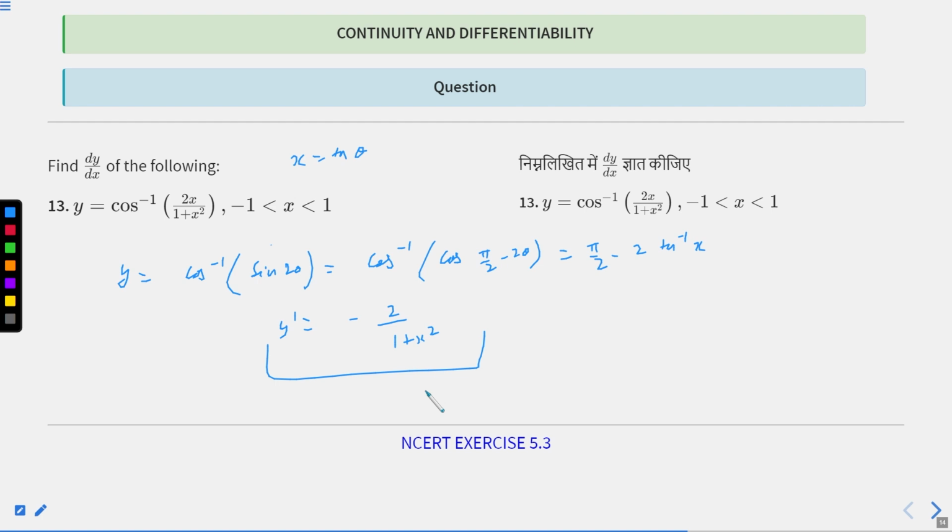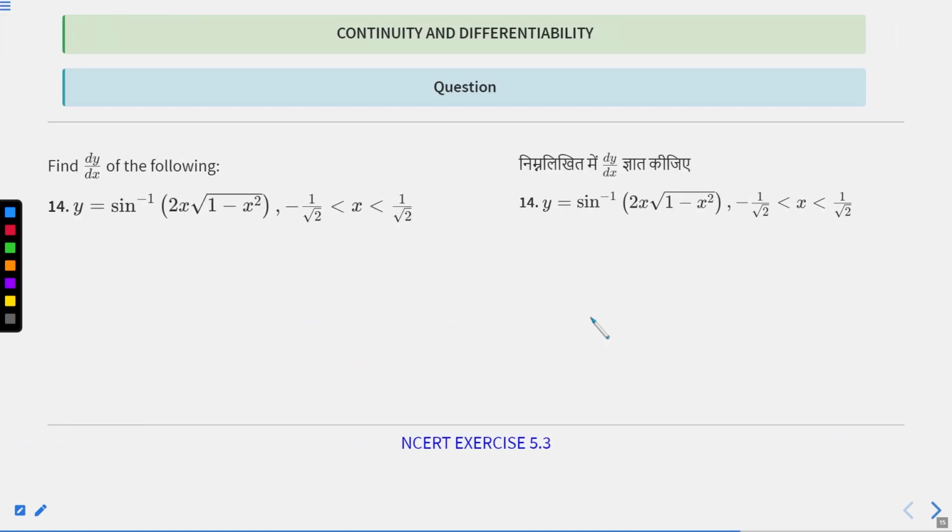Now the 14th problem, let me quickly end this exercise 5.3. Here you will use x equals sine theta. Quickly you will get 2 sine theta, and 1 minus sine square theta will be cos theta, and this will be sine 2 theta, which gives just 2 theta. This will be 2 sine inverse x, and y prime will be 2 divided by root of 1 minus x square. So this is the answer.